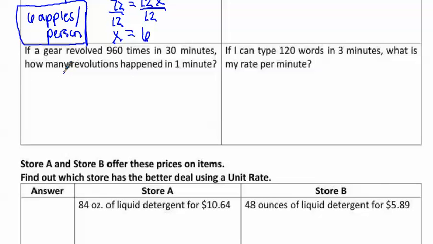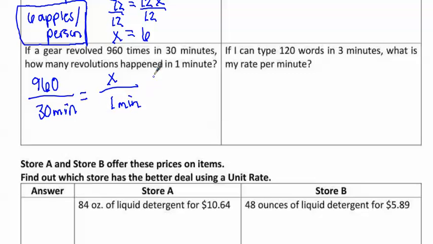If a gear revolved 960 times in 30 minutes, how many revolutions happened in 1 minute? Set up your first proportion, 960 times in 30 minutes. How many times did it revolve every 1 minute? You always want to make sure that you have the same unit on each portion of the fraction. For instance, this is how many times it went around, this is how many times it went around. And then in the denominators you have minutes.